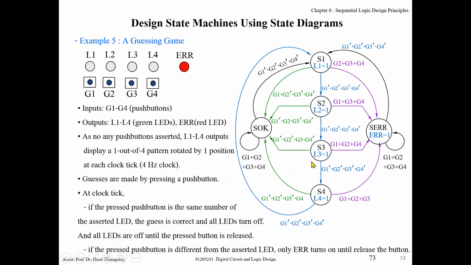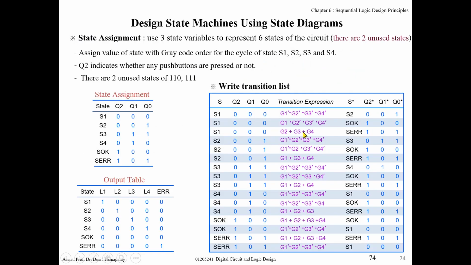And you continue. For S3 also, there are 3 leaving arrows from this state. S4 also, right? For SOK, there are 2 arrows leaving from state SOK, and for SER there are 1 and 2 leaving arcs from state SER. So you just list all these transitions in this table.